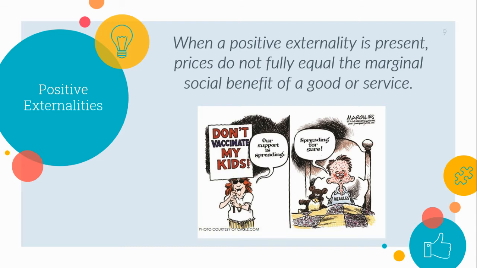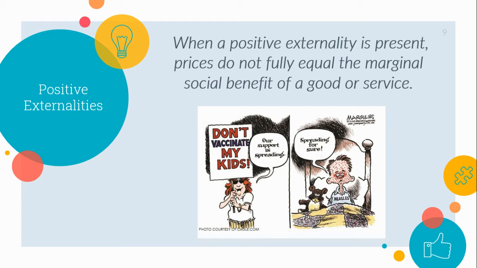So when a positive externality is present, prices do not fully equal the marginal social benefit of a good or service. For example, suppose inoculation against a disease results in a positive externality. So those who are vaccinated benefit themselves, of course, by reducing the probability that they will contract a contagious disease. But they also provide benefits to those who do not receive inoculations by reducing the number of persons who will become hosts of the disease.